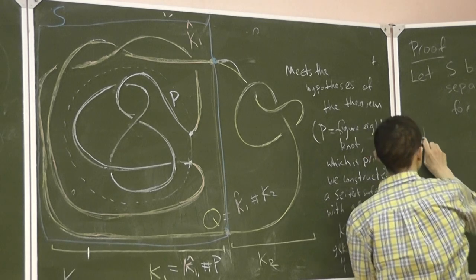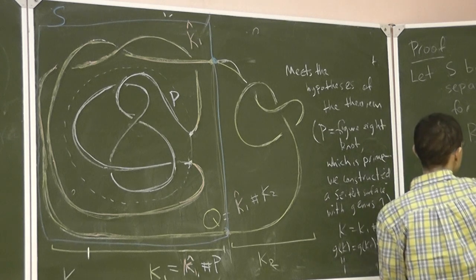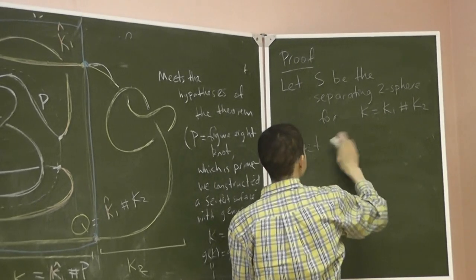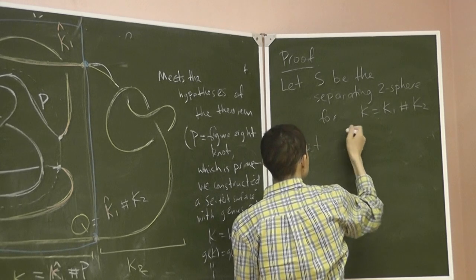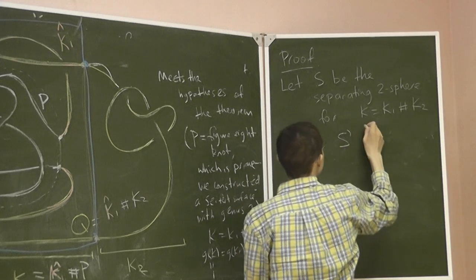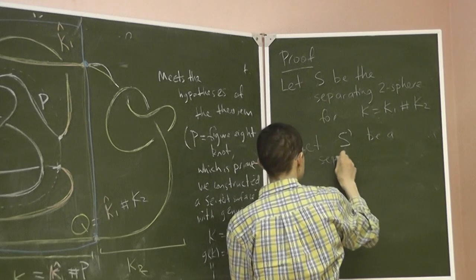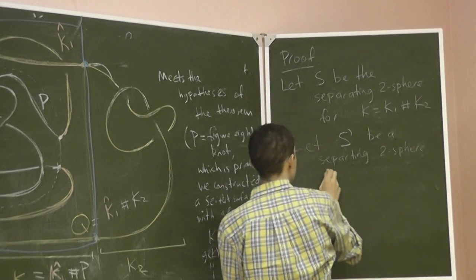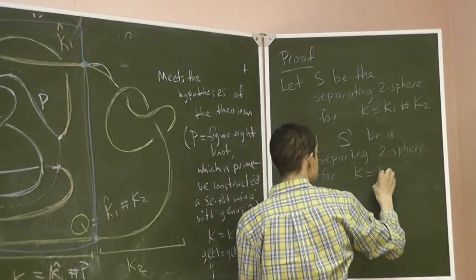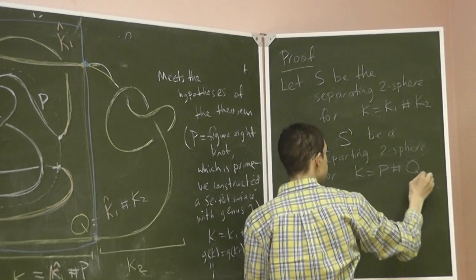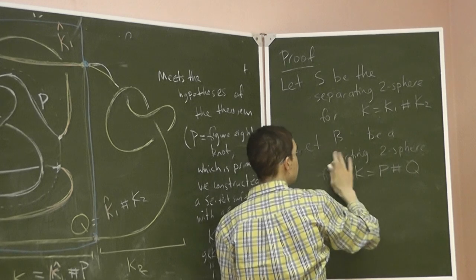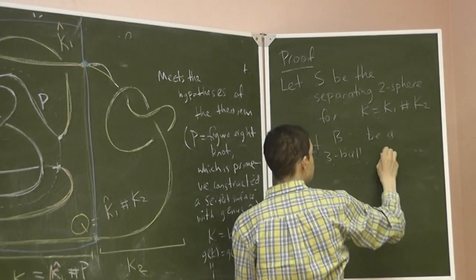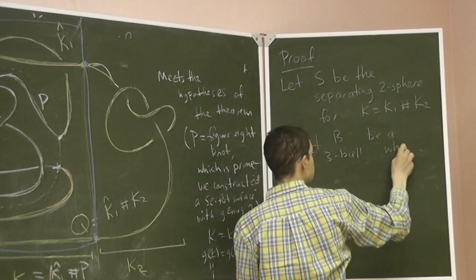Okay. Let S prime be a separating two-sphere for K equals P plus Q. Okay, so I'm going to skip. Let B be a three-ball with boundary S prime, containing P.